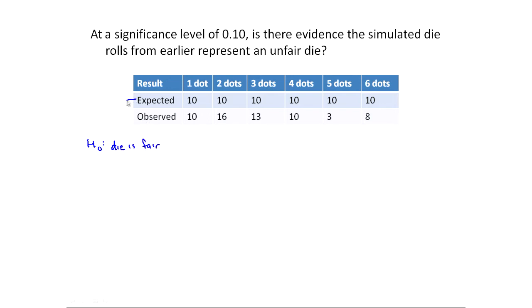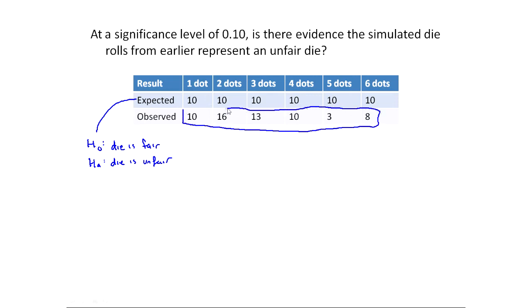And so that's where expected comes from. It's assuming H naught is true. Die is fair means that the distribution is uniform across the number of dots that can come up. And so HA would then be that the die is unfair. In other words, that we see something else come up. And you may say, well, okay, this is observed. These values right here are what we actually saw happen, and we expected, if the die is fair, to see 10 for each.